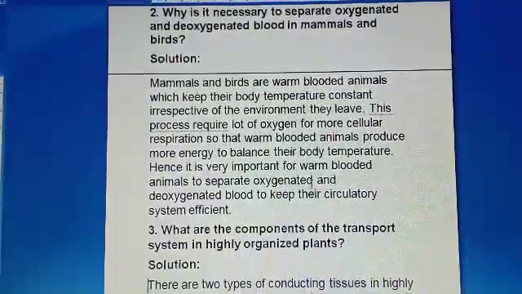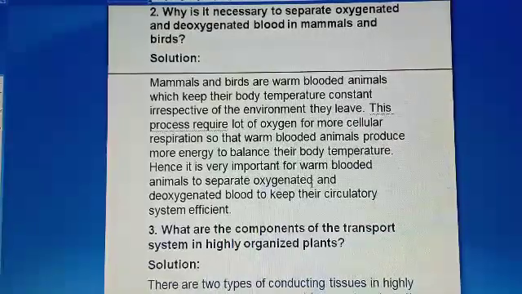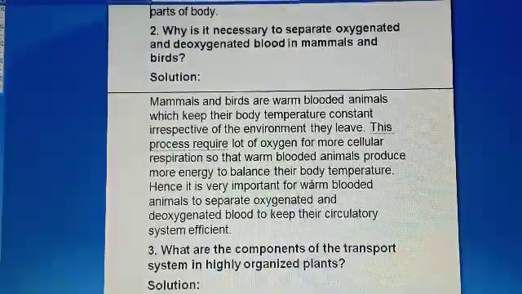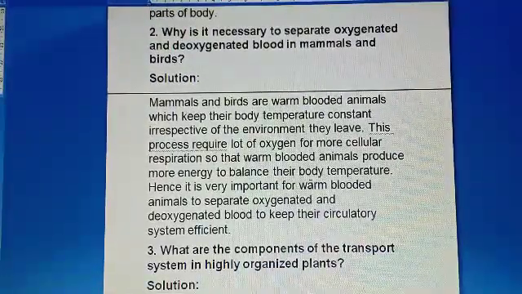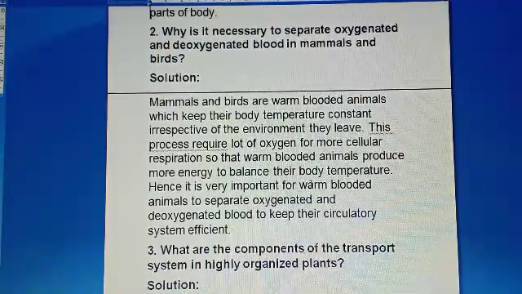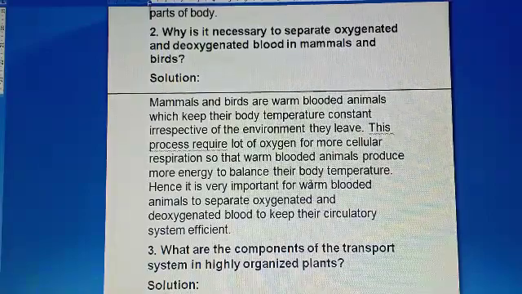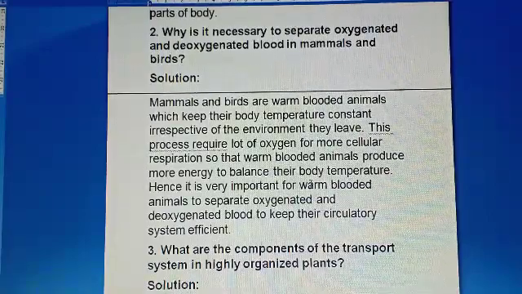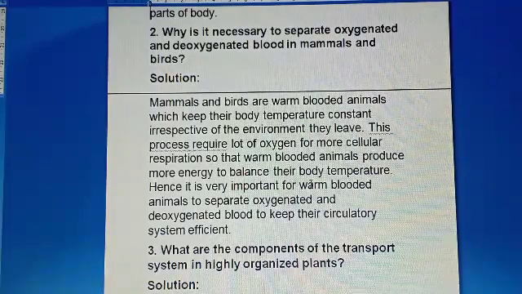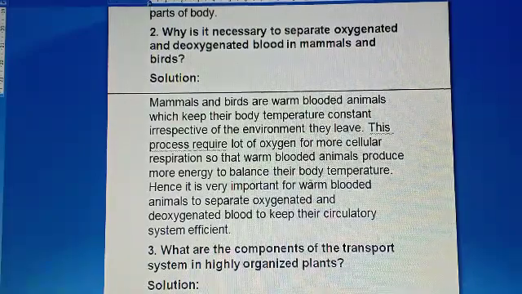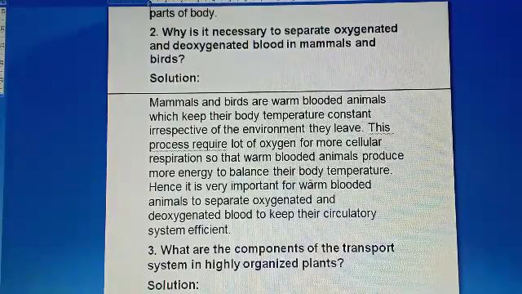Why is it necessary to separate oxygenated and deoxygenated blood in mammals and birds? We already saw in the circulatory system that the heart has 2 sections which are divided by the septum. In the right side of the heart only deoxygenated blood is carried, while the left side of the heart carries the oxygenated blood. Why do we need to separate both the bloods?